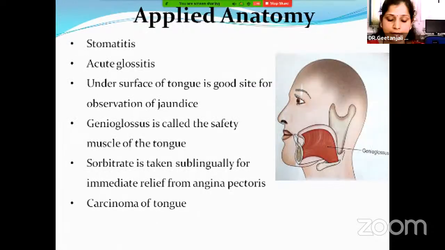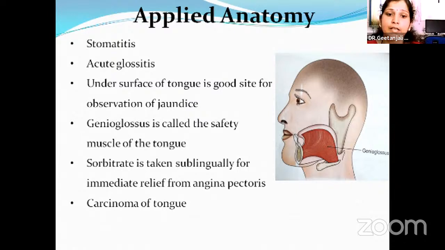Now, last, come to the applied anatomy. Stomatitis is a condition that causes painful swelling and ulcers inside the mouth. Second is glossitis, or acute glossitis, which refers to inflammation of the tongue and generalized ulceration of the mouth cavity. Next, the undersurface of the tongue is a good site for observation of jaundice.